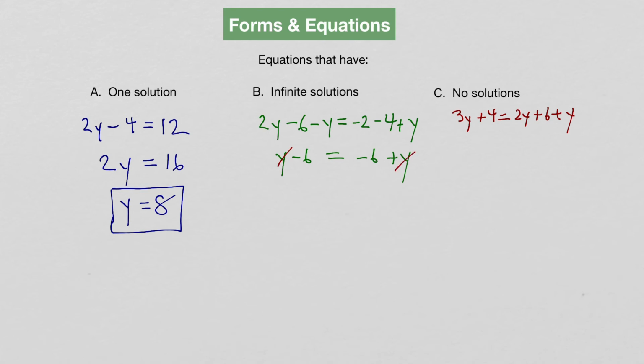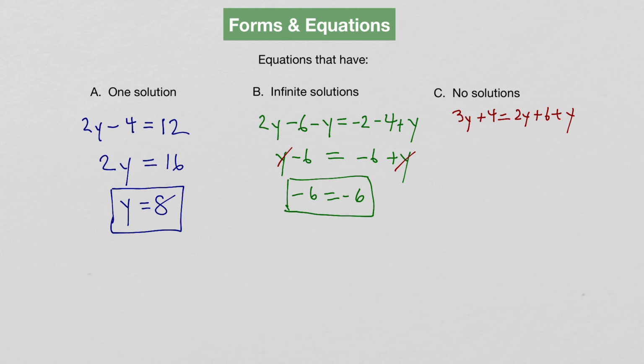So what you have left is negative 6 equal to negative 6. When you have this scenario, this means that you have an infinite number of solutions, because whatever y you put into the equation will always make the equation valid.